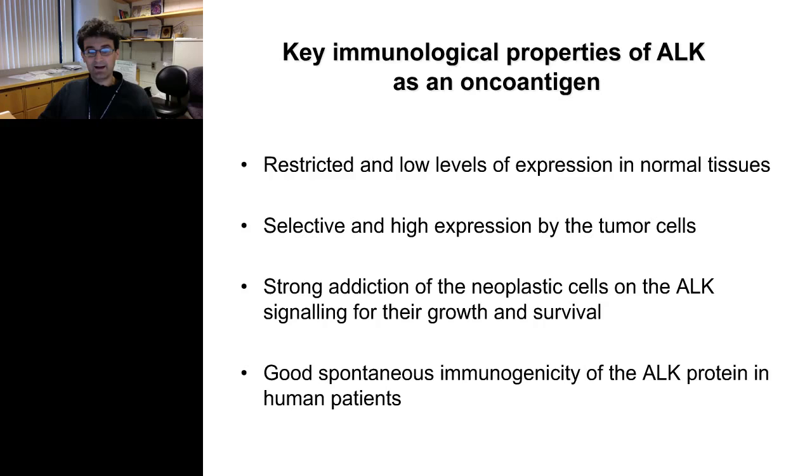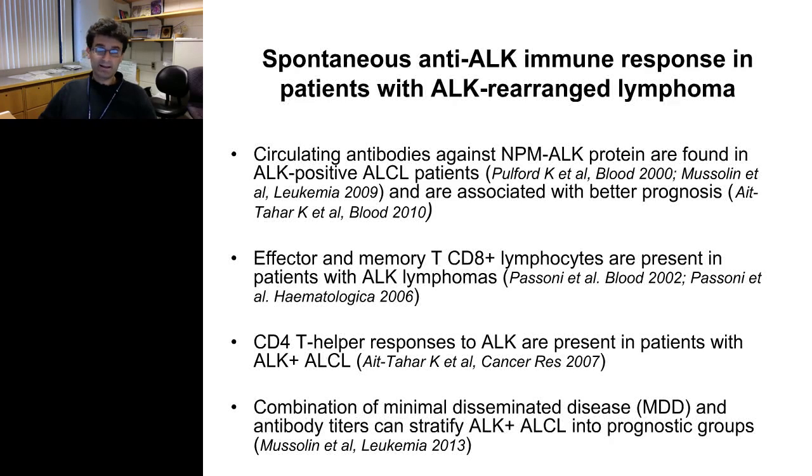In the case of ALK, there is evidence that it is already a spontaneous, very good immunogen. In fact, studies were made in patients with lymphoma, and it was demonstrated that there is a spontaneous anti-ALK immune response in patients that carry ALK-rearranged lymphoma, like the NPM-ALK that I was showing before. Typically, these patients show circulating antibodies against the fusion protein, mostly against the ALK portion, and very little, if any, against NPM, because NPM is a constitutively expressed protein that is present in every cell.